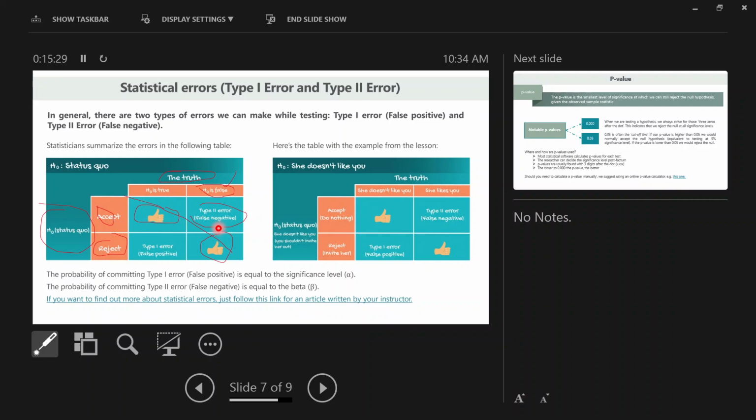So we are saying that the probability of committing type 1 error, which is false positive, is equal to the significance level, which is alpha. And committing type 1 error is rejecting the null hypothesis when it is true. And the probability of committing type 2 error, false negative, is equal to beta. And this one is a false negative, and so on.